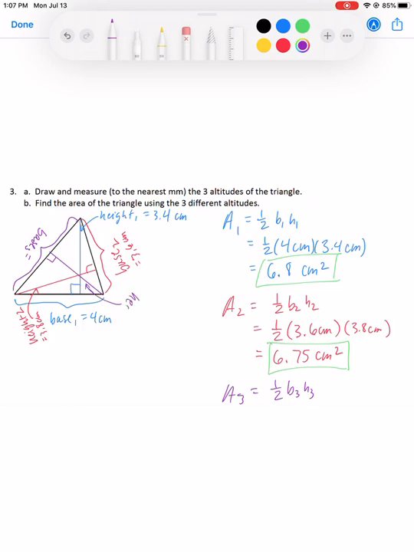Base 3 and height 3. Now base 3 is going to be equal to 4.5 centimeters. Oops, that's the height. And then the height is going to equal 3 centimeters. Okay, rotating my iPad back. Continuing our equation. Sorry about that.